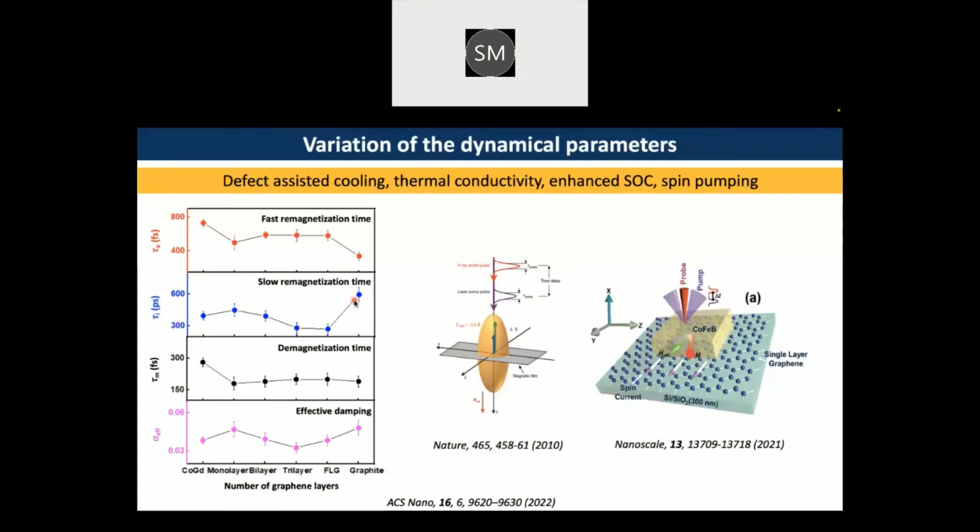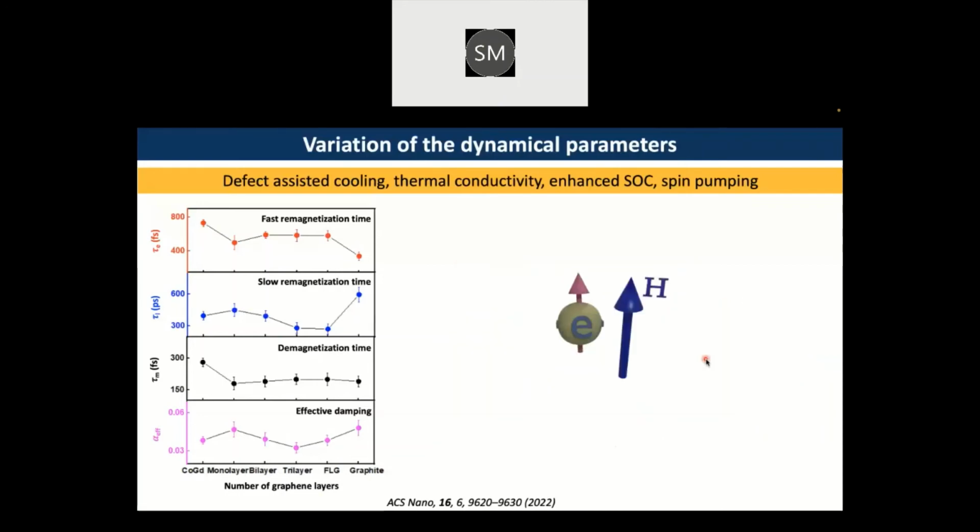In addition, the spin current can also play a role in the interface. So this collective phenomenon from spin orbit coupling and the spin current modifies the mechanism. And finally, the effective damping of this ferromagnet has shown a non-monotonic variation, because the spin current absorbed by the monolayer and the graphite is high. We infer that their interface is much more transparent than the bilayer and trilayer graphene.